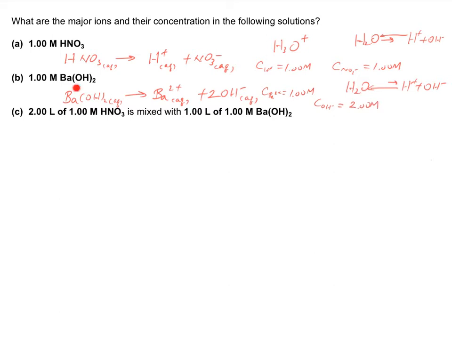Because for the dissociation of 1 mole of beryllium hydroxide, we have 1 mole of beryllium cation, but 2 moles of hydroxide.